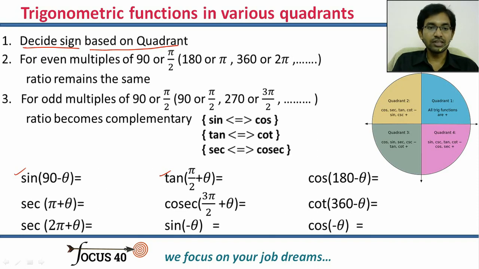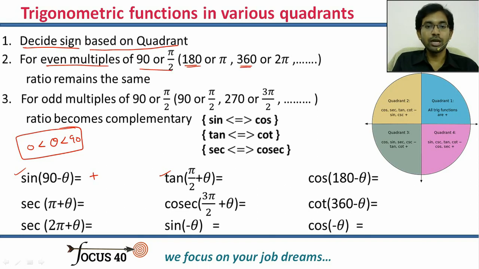Sine 90 minus theta. Let us assume theta lies between 0 and 90. So generally, theta lies between 0 and 90. Sine 90 minus theta, so this angle will be in the first quadrant. In the first quadrant all are positive, so we can say sin 90 minus theta will have a positive sign. So like this we need to identify the sign of the function first, and then for even multiples of 90 or pi by 2, that is 180 degrees or 360 degrees, even multiples of 90. 180 is 90 into 2, an even multiple, and 360 is 90 into 4. That is the same as pi or 2 pi. For even multiples, the ratio remains the same.